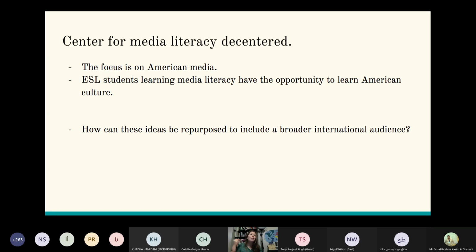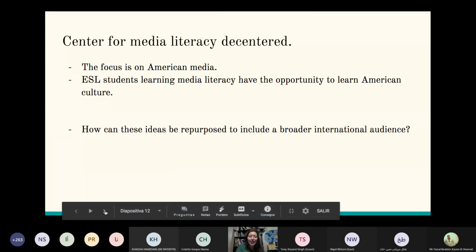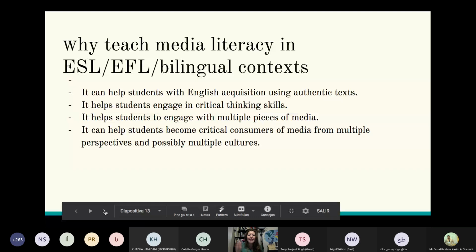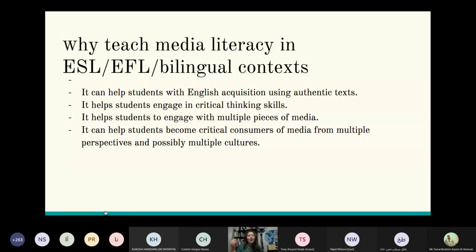What perspectives are being included? And also, more importantly, how might different groups understand the media message differently, and what groups might be leaning towards certain sources more than others? So it's a really good exercise to do. And I, of course, culminate this with a project and also a paper so that they can practice this using different English techniques. So why teach media literacy in ESL, EFL, bilingual contexts?